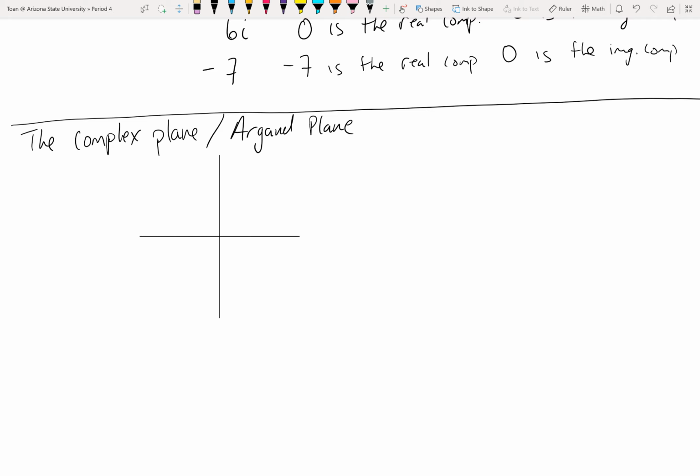So the way you plot complex numbers is nearly identical to the way you plot regular Cartesian planes. Instead of a normal x-y graph, we instead have a real and imaginary graph. That's the only difference. Instead of x and y, you have real and imaginary. So let's make up a random complex number, and the letter we typically use for complex numbers is z.